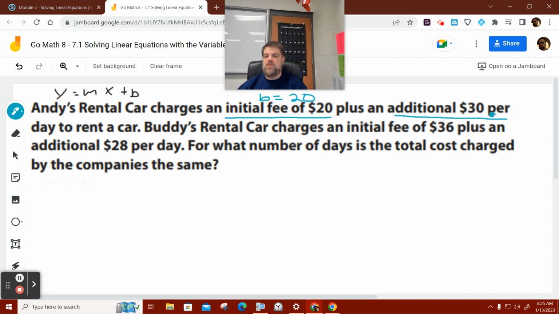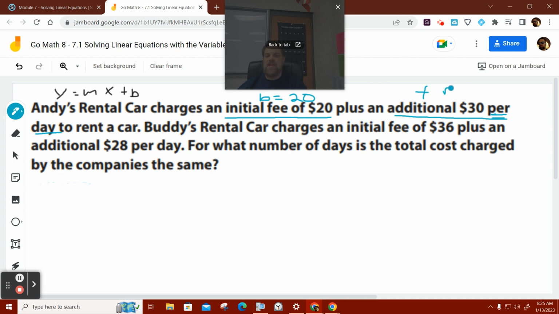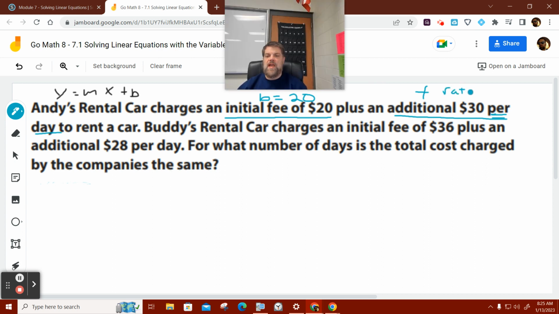Now, the other one: whenever you see the word per something, like this additional $30 per day, that is a rate of change. And what's the fancy math word for the rate of change with regard to this formula? The rate of change is also known as the slope. And what letter do we use for slope? M. So in this case, m equals 30.